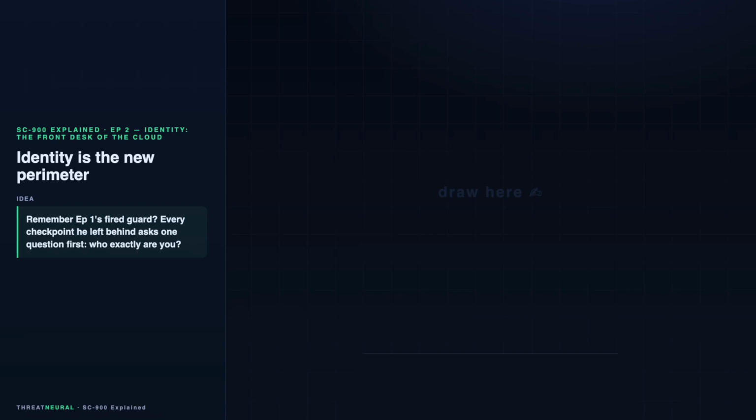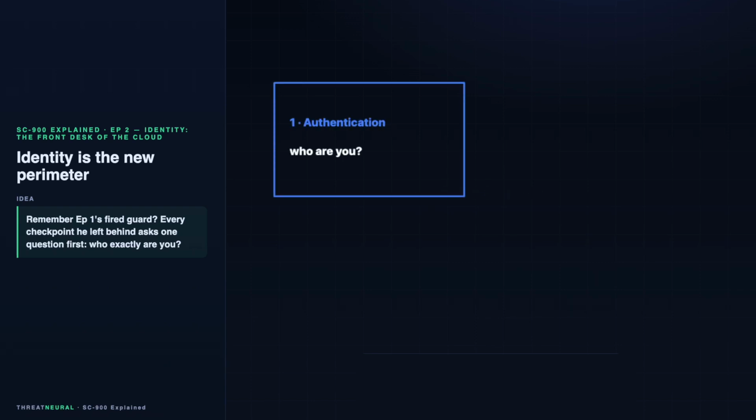That's why people say identity is the new perimeter. The wall isn't around the building anymore. It's around every single identity. And identity work really splits into two questions. The first one is authentication, which is simply who are you? Prove it. Think of the bouncer at a club, checking your ID at the door.